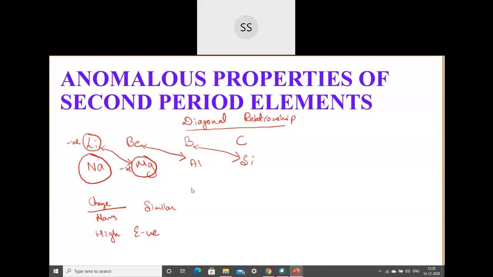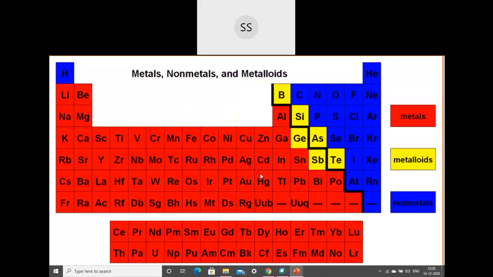So you can remember which are the elements that show a diagonal relationship: lithium and magnesium, beryllium and aluminium, boron and silicon. So chemical properties are found to be almost similar in them. Yeah, and next is about the metallic and non-metallic character. I think you will be able to tell me this if you know electronegativity. If you have understood electronegativity, you can tell what happens to the metallic and non-metallic character.